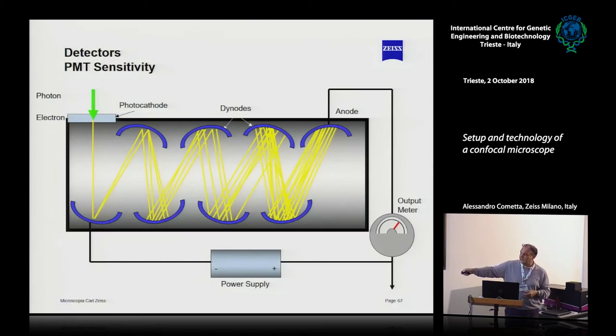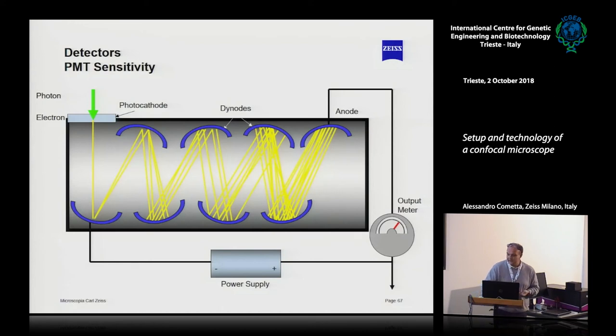So I can control this process by increasing the voltage. This is the gain on the camera, the gain on the PMT, the gain on the confocal. However, I also increase the noise. And this can be a problem.